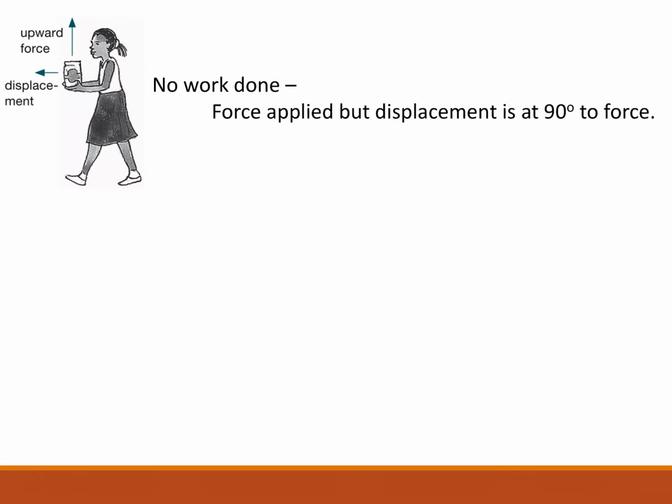However, if I'm still applying an upward force and my object moves sideways as shown here, so my girl is holding the object upwards but is moving to the left with the object, still no work is being done because the displacement is at 90 degrees to the force. Remember, what we said in the first part is that the force and the displacement must be in the same direction. So that gets us to a definition.